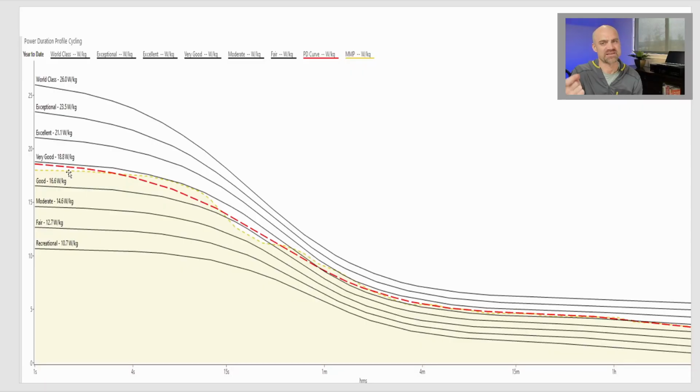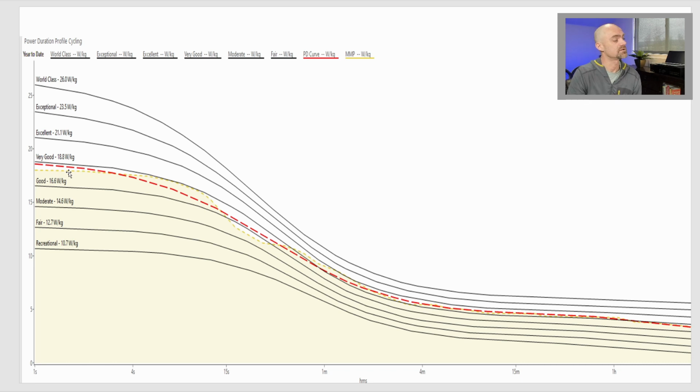Now this is actually a male athlete. They have the exact same information for a female. So if I brought up a female, they have a database for females too, so it's adjusted correctly.